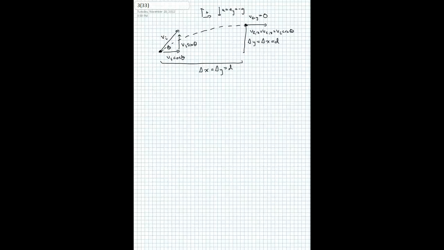Okay, we're doing Giancoli 333. It's kind of an abstract problem about finding the launch angle at which the range of a projectile will equal its maximum height.